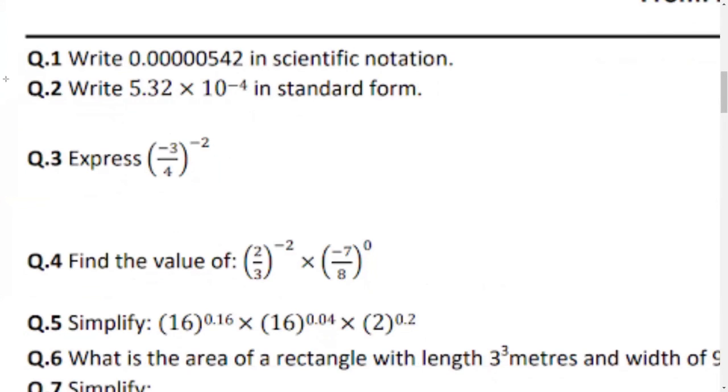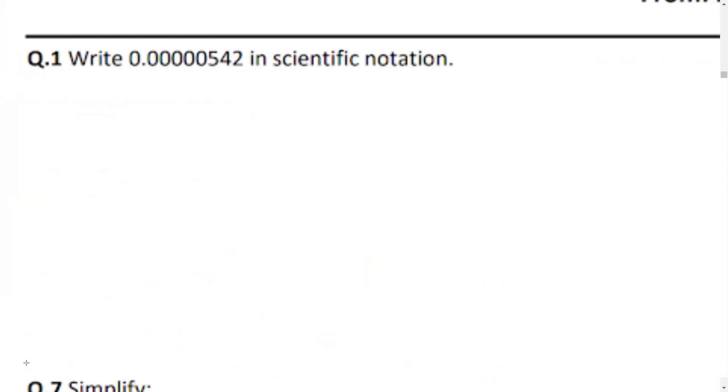So we know how to write a number in scientific notation. In scientific notation, we have to shift this decimal. The decimal which is over here has to be shifted 1, 2, 3, 4, 5, 6 places. So now if I write this, it should be 5.42. As you can see, we have shifted the decimal to the right.